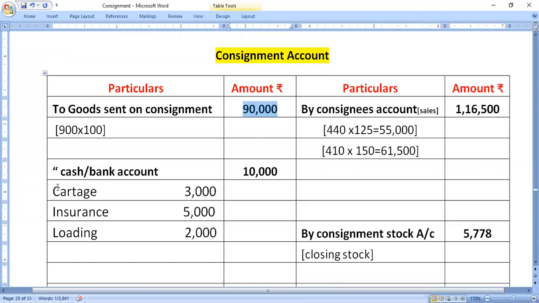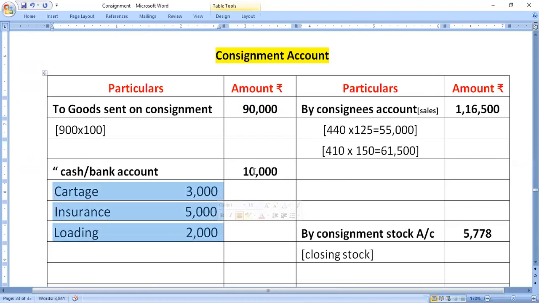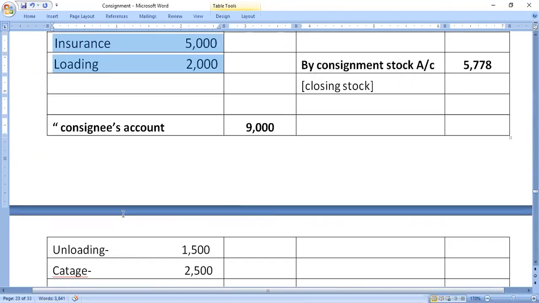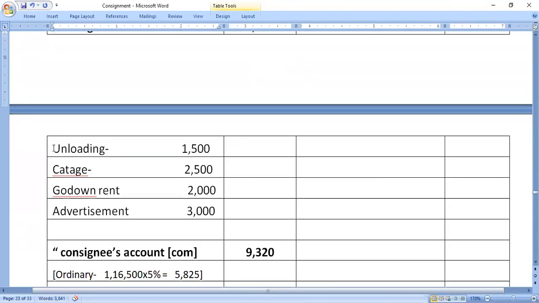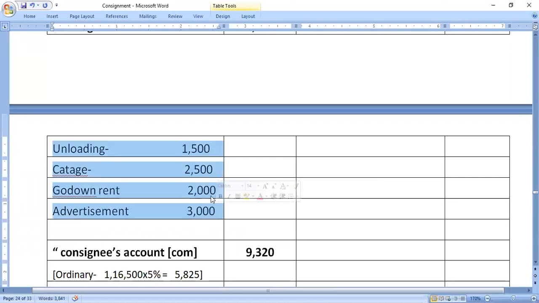expenditures incurred by consignor, my dears, Venkat. So cartage 3,000, insurance 5,000, loading 2,000, it leads to total 10,000. After that, consignee's expenses, consignee's account. Here I am taking into consideration all the expenditure, my dears. Listen here. For calculation of closing stock only we did not consider them, but for the preparation of the consignment account we are taking into consideration recurring and non-recurring expenditure both.